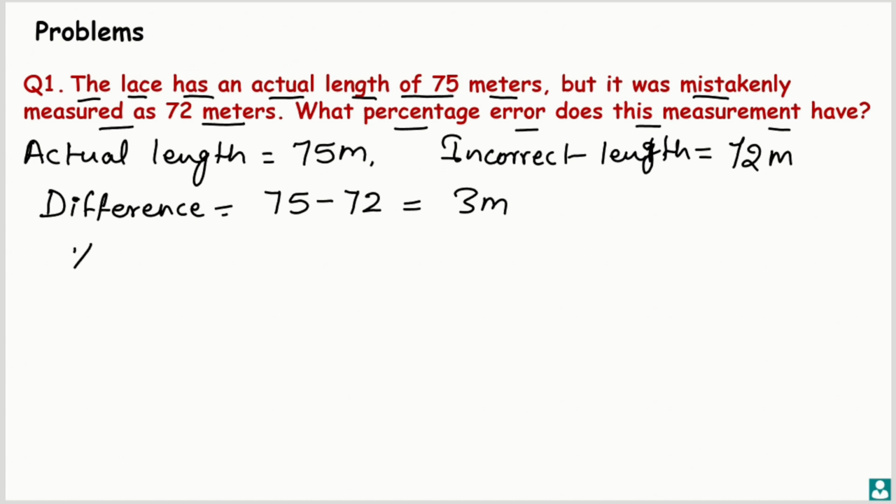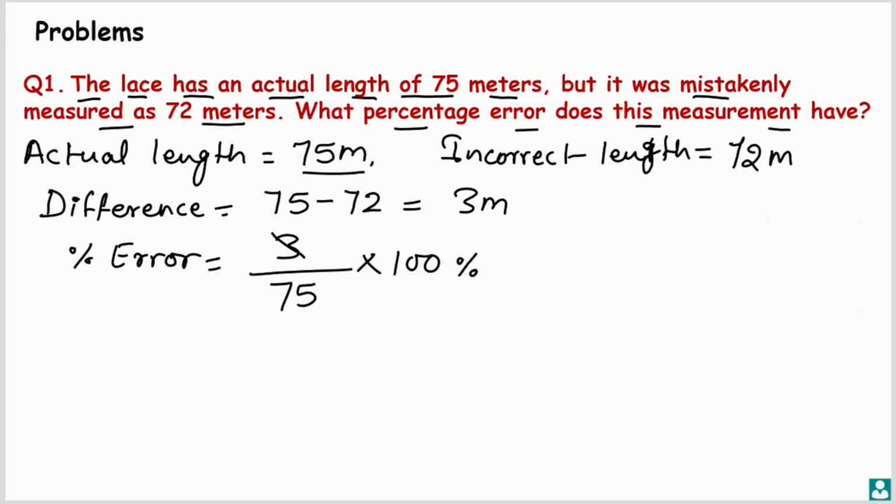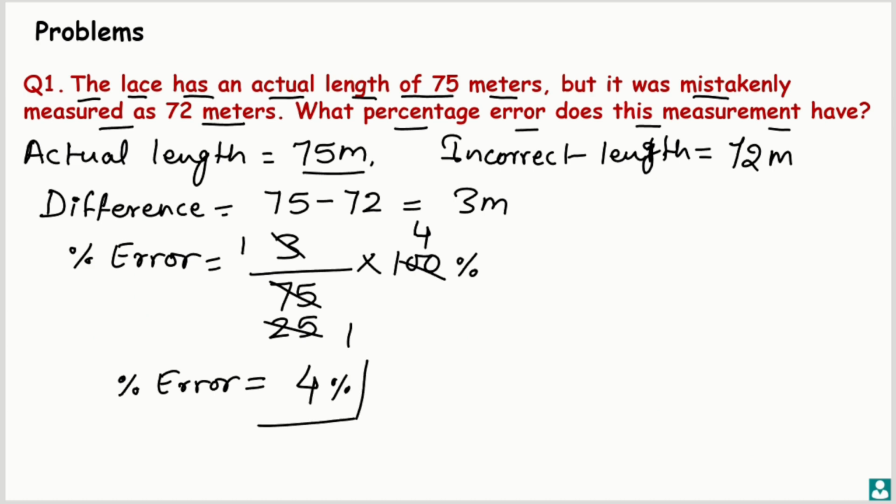Now how do we calculate the percent error? The difference in length, which is 3 meters, over the actual length, 75 meters, times 100%. So 3 times 1 is 3, 3 times 25 is 75. 25 times 1 is 25, 25 times 4 is 100. So percent error is equal to 4%. And this is our answer.